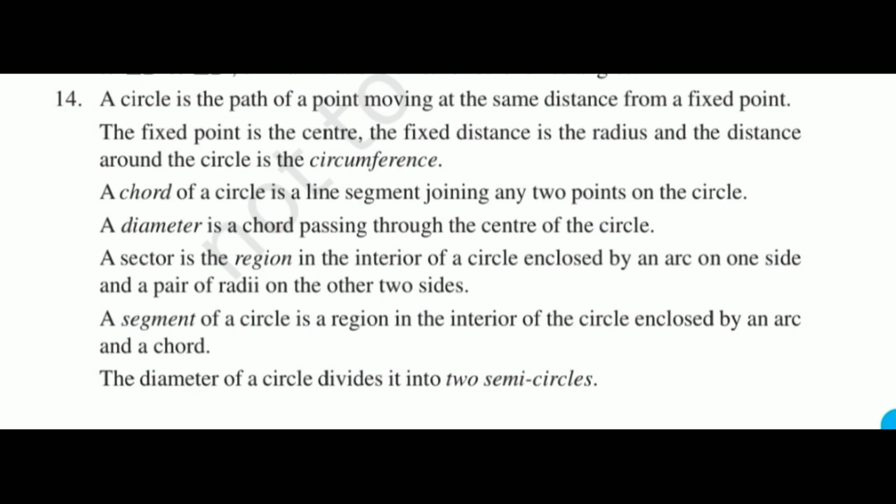A circle is the path of a point moving at the same distance from a fixed point. The fixed point is the center. The fixed distance is the radius and the distance around the circle is the circumference. A chord of a circle is a line segment joining any two points on the circle. A diameter is a chord passing through the center of the circle.